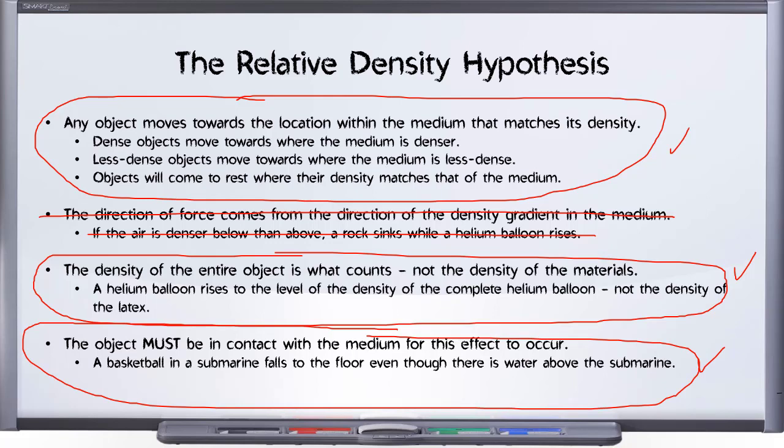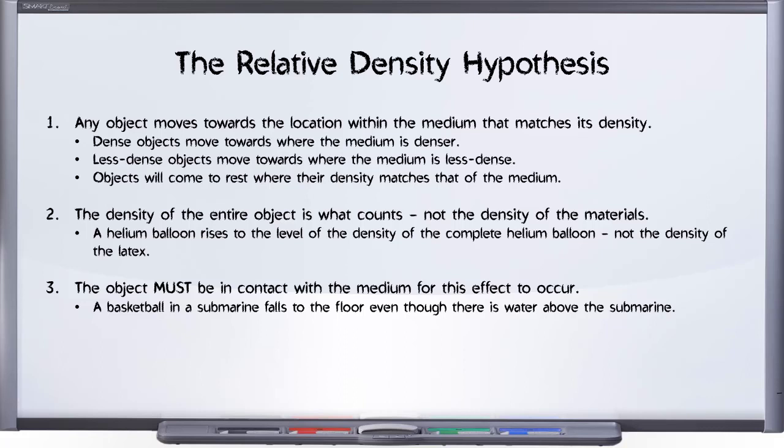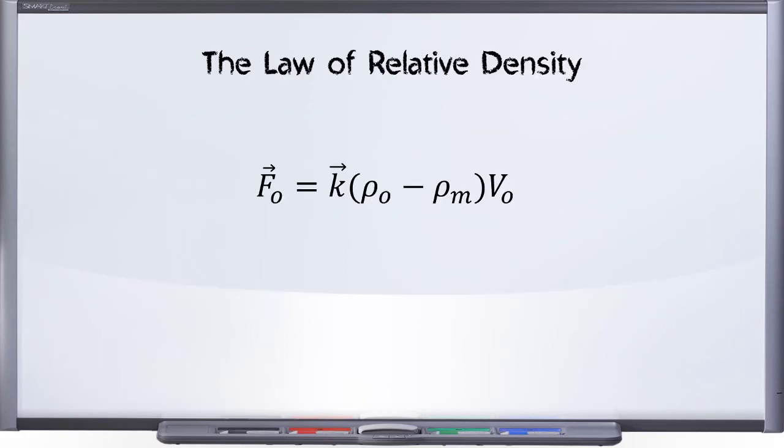Let's just get rid of that one clause. That just brings us down to this. This is our new relative density hypothesis. Now, that actually, believe it or not, brings me full circle back to suggesting this as an equation to describe your hypothesis. This is the relative density, and the amount of force acting on the object will be based on the relative density between the object and the medium.